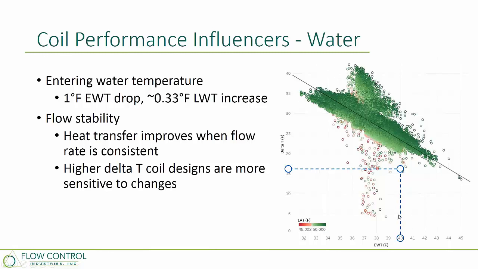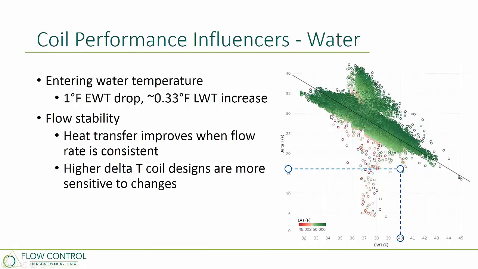If we look at this particular coil here, we have a design entering water temperature of 40 degrees, design delta T of 16 degrees, and we see that as that entering water temperature drops, as we go to the left on the x-axis here, the leaving water temperature also increases and the delta T increases dramatically, right?